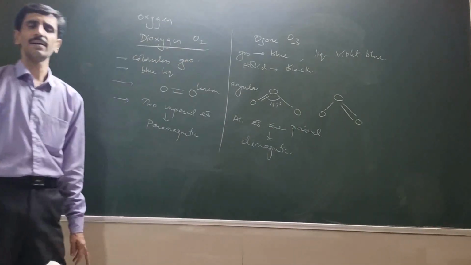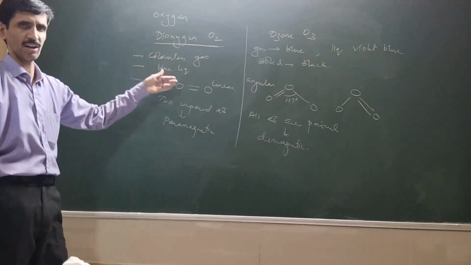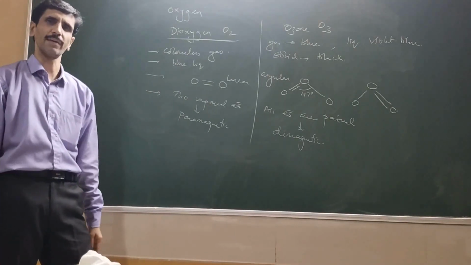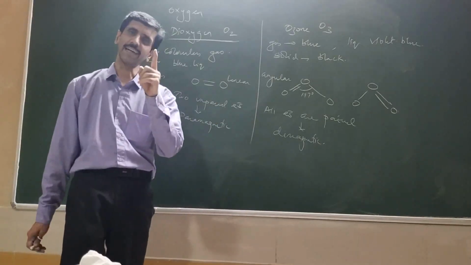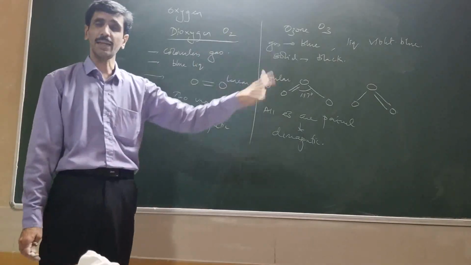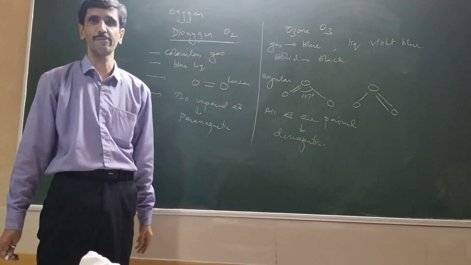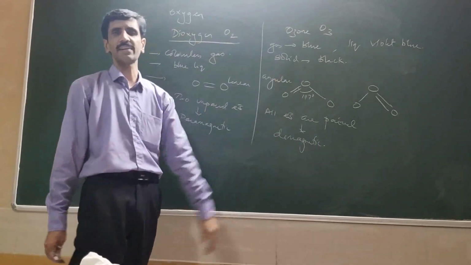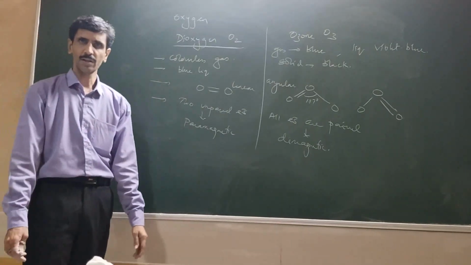So you can see the basic differences I have outlined are in terms of color, structure, and magnetic properties. My dear friends, you all know very well that all these are physical properties. And if you recollect, what I said in allotropy is that the element is the same, the chemical properties are almost the same, but the physical properties are different. Therefore, dioxygen and ozone are considered allotropes of oxygen. I hope you have understood this concept.